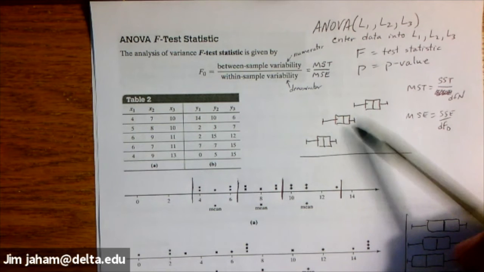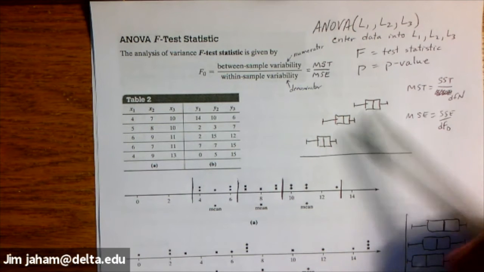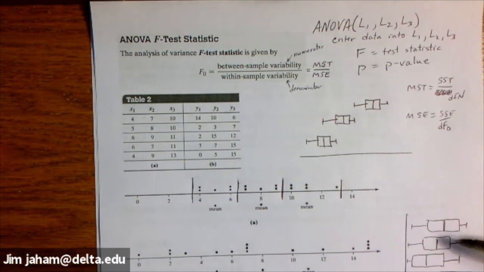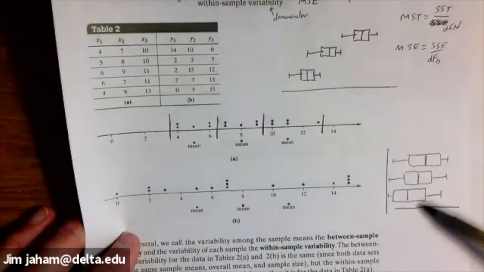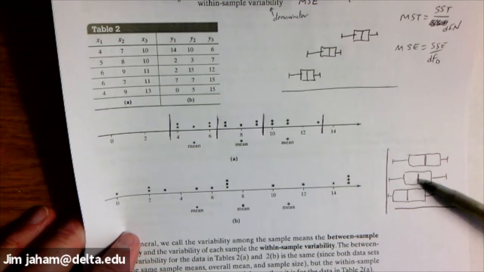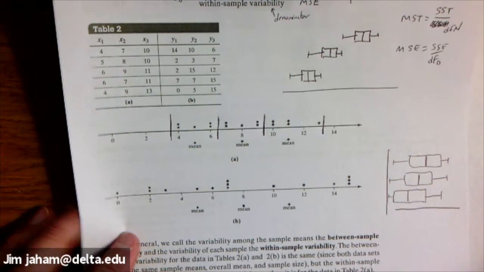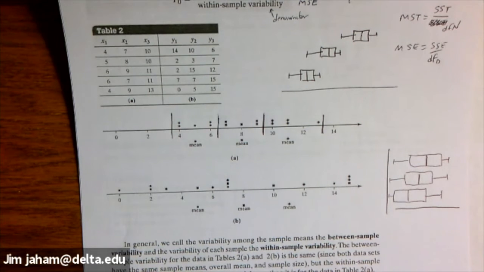If they look like this, then you can expect to see a significant difference between mu1, mu2, and mu3. If the box plots look like this, where it looks like the variances are about the same, but the means are different, then you won't get a statistically significant result. And I thought this was going to look better, but it doesn't quite.